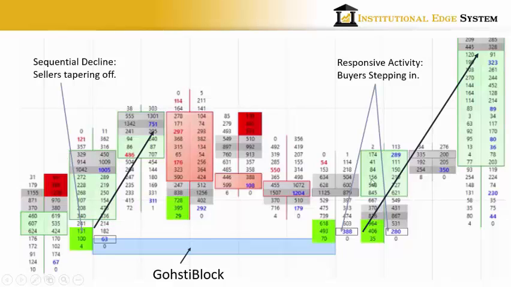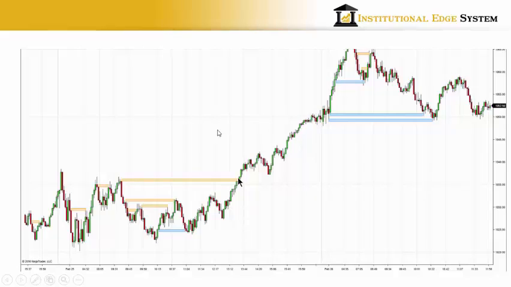Now, without the benefit of being able to see inside the candles, if you just wanted to see how well Ghost Eye Block works, here it is. Great resistance and support zones, based on sequential decline and responsive activity, are created for me that I can trade with high confidence and high probability.